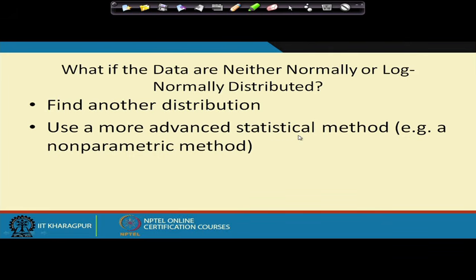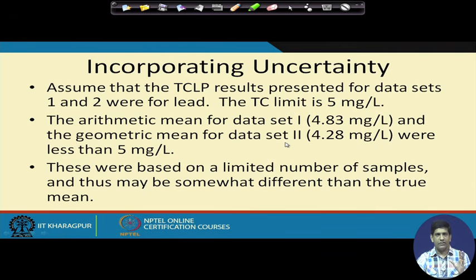If the data is neither normal nor log normal, we can find another distribution. You can use more advanced statistical methods, non-parametric methods. We will not go there in this particular class, but there are ways to handle it. You can talk to your statistics professor.